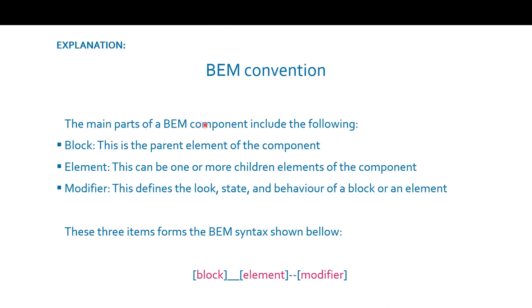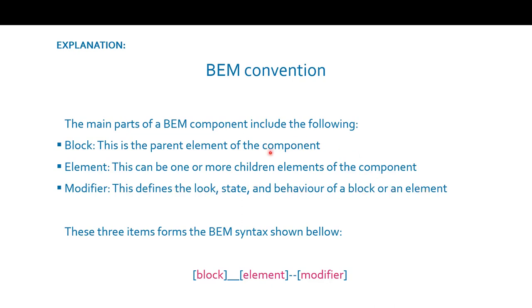The main parts of a BEM component include the following. The block: this is the parent element of the component. Then we have the element. The element could be one or more children elements of the component. It could be a child element or descendant element, but everything within the block is the element. Then we have modifiers. The modifiers are generally used to define the look, state, or behavior of a block or an element.